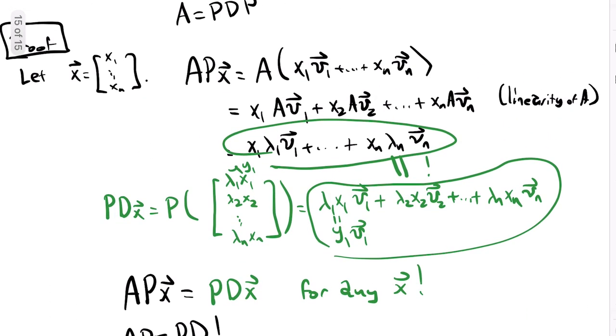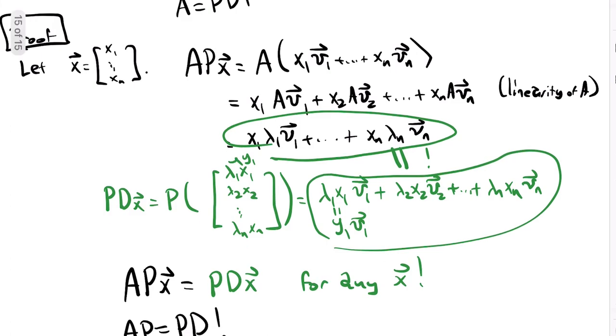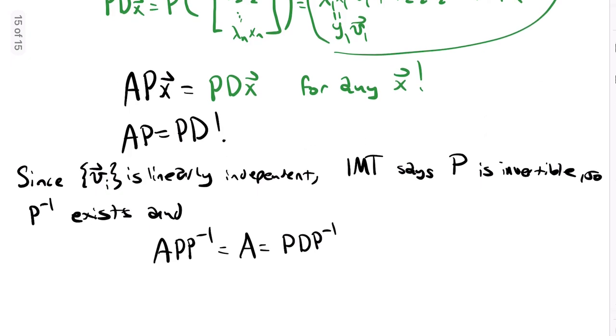But basically the crux of this proof is simply to show that AP equals PD through the properties of what it means to be an eigenvector and an eigenvalue, and then use the linear independence to simply multiply P inverse onto the other side. And so at that point, you are now done with the proof.